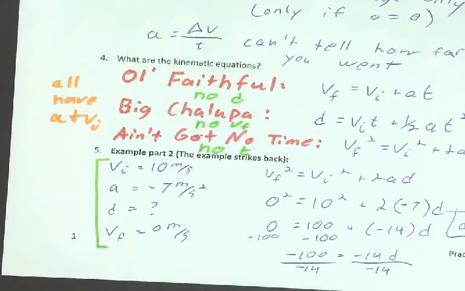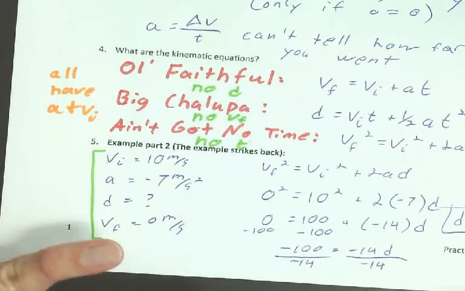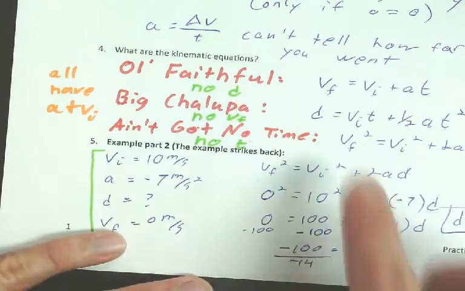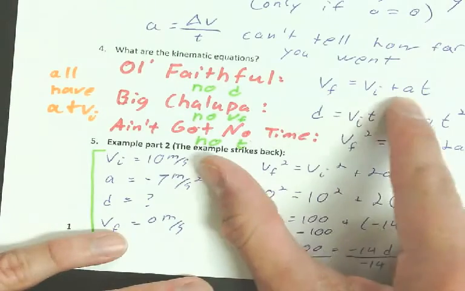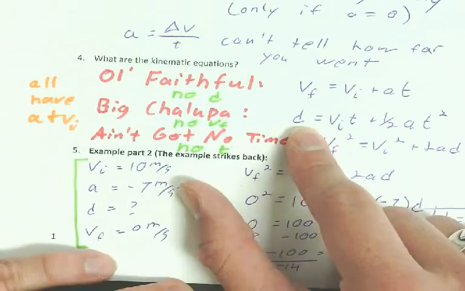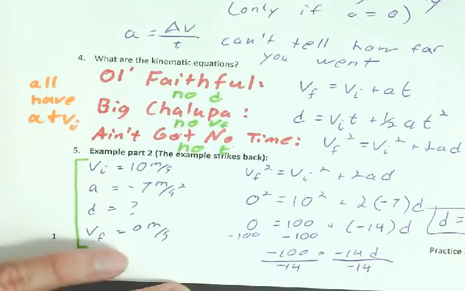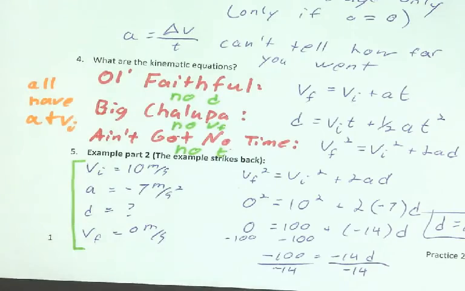One other thing to point out too is it is possible, some people just like to know what time is. It would be possible to use Old Faithful to find time and then use Big Chalupa to find D. That's totally possible. It takes longer. It's 2 steps instead of 1. But you can absolutely do it that way.